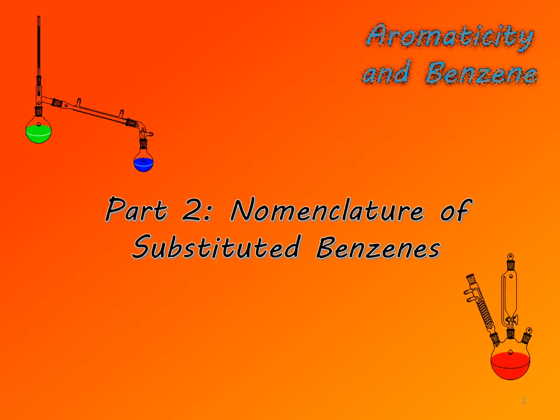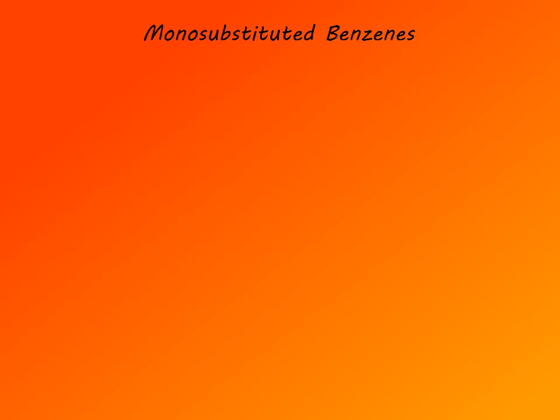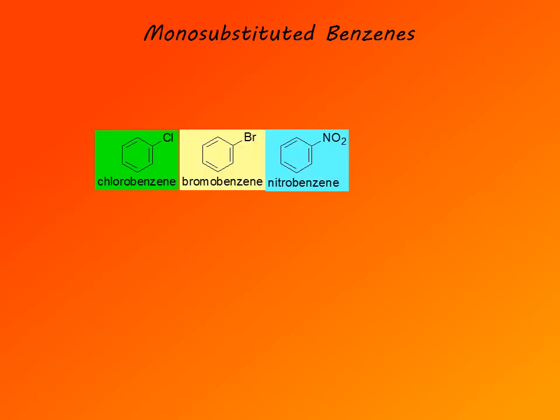In this video, we are going to cover nomenclature of substituted benzenes. Monosubstituted benzenes are named using benzene as a root and naming the substituent and listing that in front of benzene root. So, for example, chlorobenzene, bromobenzene, nitrobenzene, ethylbenzene. Simply naming the substituent and then following that by root or benzene.